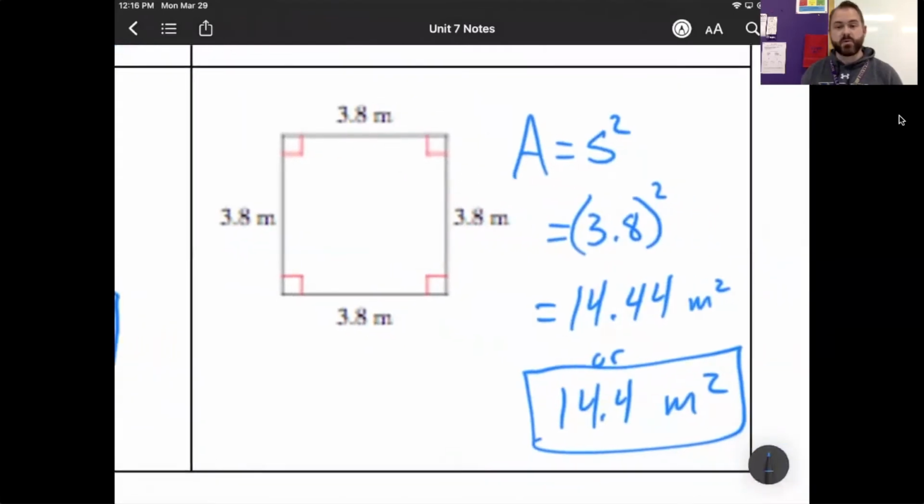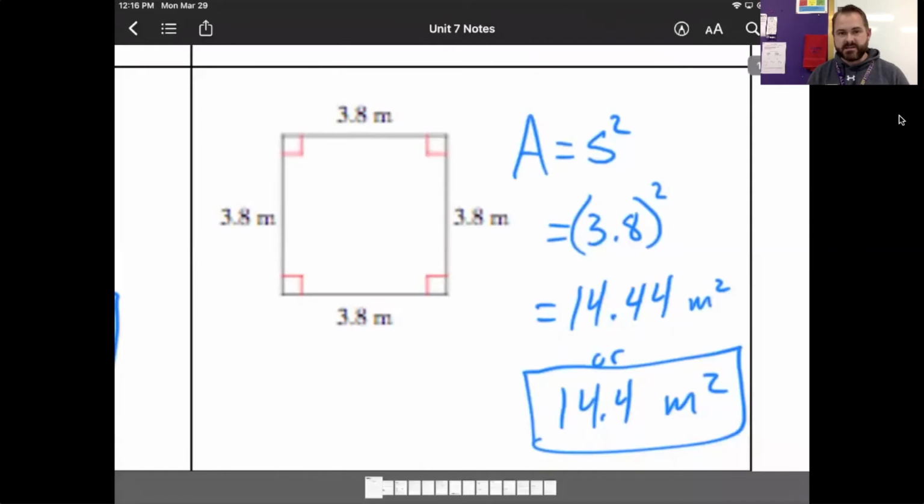And lastly, with our square, remember the area of a square is just s squared, or side length squared. So we take that 3.8 times itself, or 3.8 squared, and we get 14.44. Now that is an exact value that kind of cuts off on your calculator. There's nothing following that. There's no repeating or extended decimals. So we could just use that as our answer, but the directions did say to round to the nearest tenth. And so if you did that, you got just 14.4 square meters.